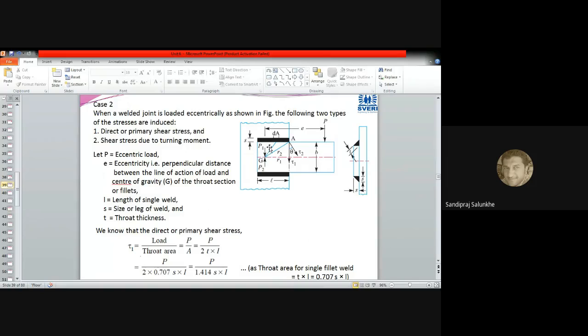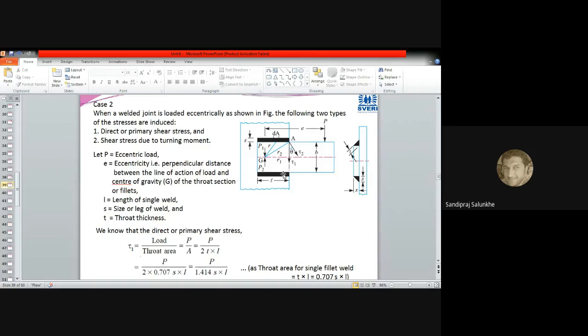Now you can see this is the front view of the plate: one vertical plate, and a second, horizontal plate is welded to this vertical plate. This horizontal plate is loaded by means of load P at a distance e from the centroid. Here you can consider G, which is nothing but the centroid of this area.